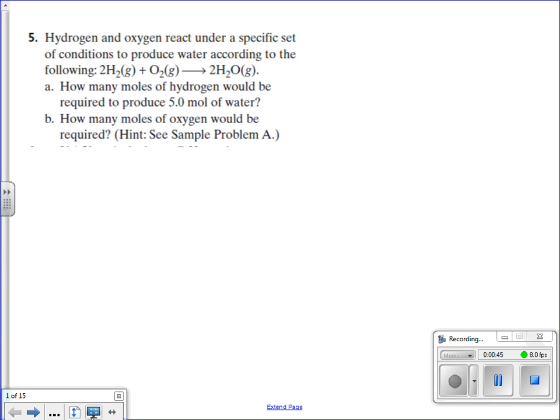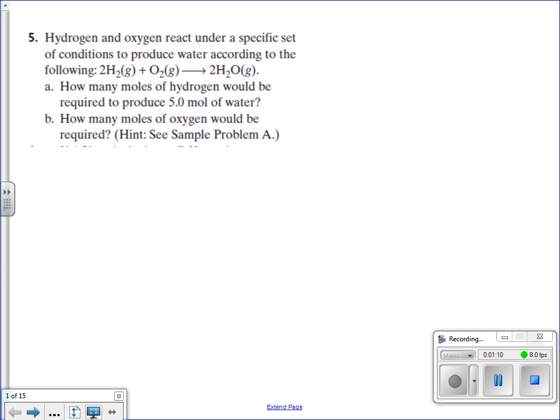All right, so stoichiometry, we have to have a balanced chemical reaction. So if they don't give us a balanced reaction, that's the first thing we're going to have to do. So starting with number 5. Hydrogen and oxygen react under a specific set of conditions to produce water according to the following. A. How many moles of hydrogen would be required to produce 5 moles of water?